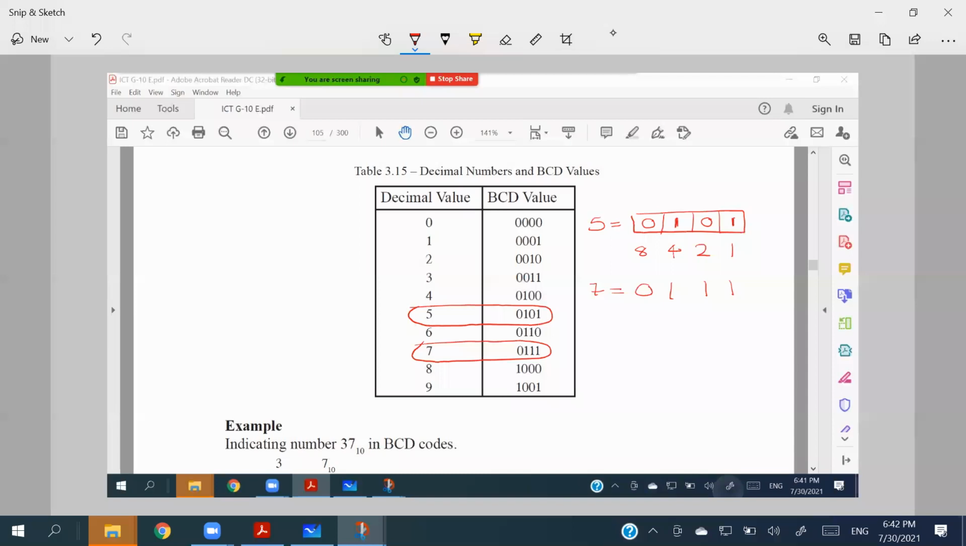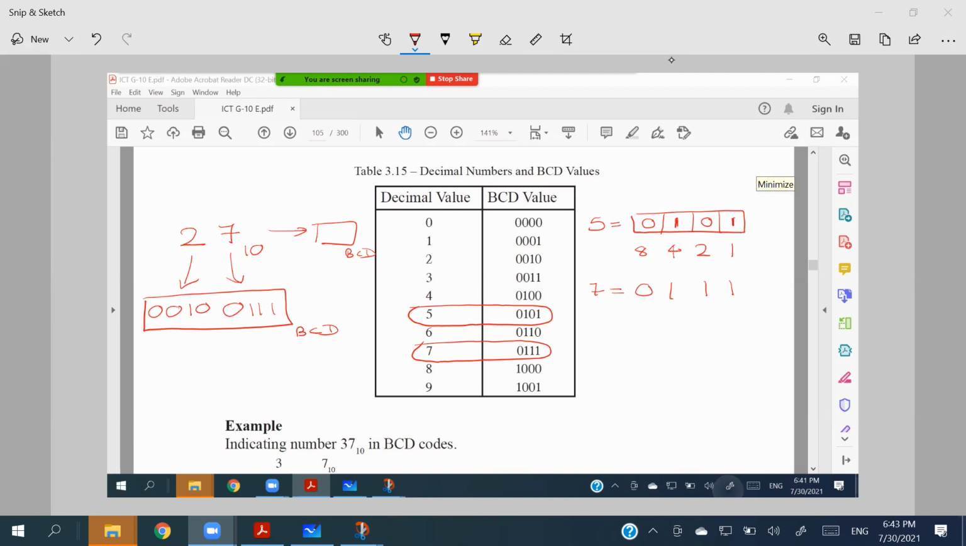In case you are asked to represent the decimal value 27 in BCD, you write 2 as 0010 and 7 as 0111. So this is going to be the answer for the decimal value 27 in BCD. Yes, Dihan, what is the point that you can't understand about BCD?